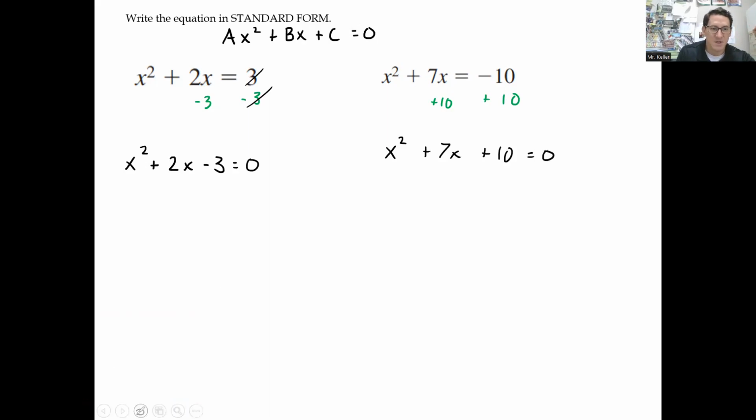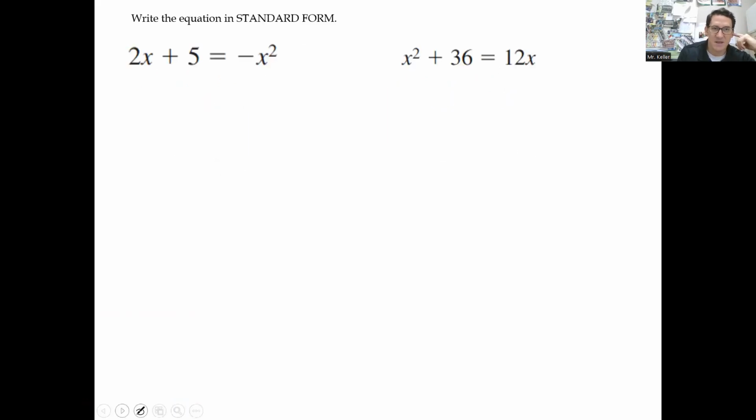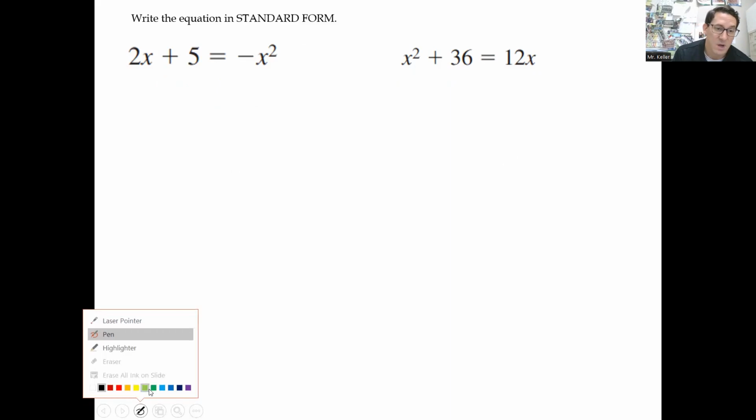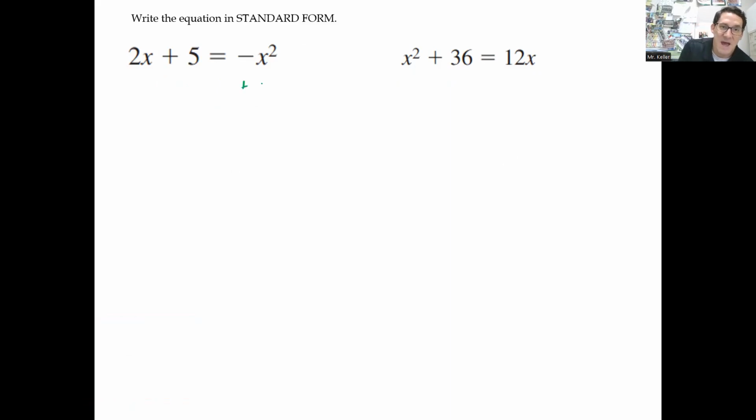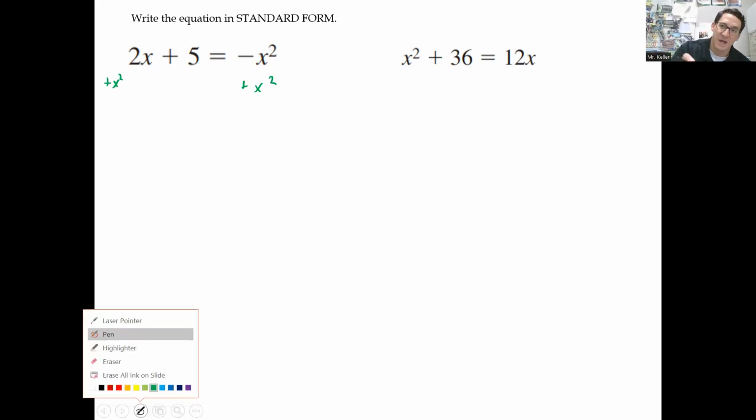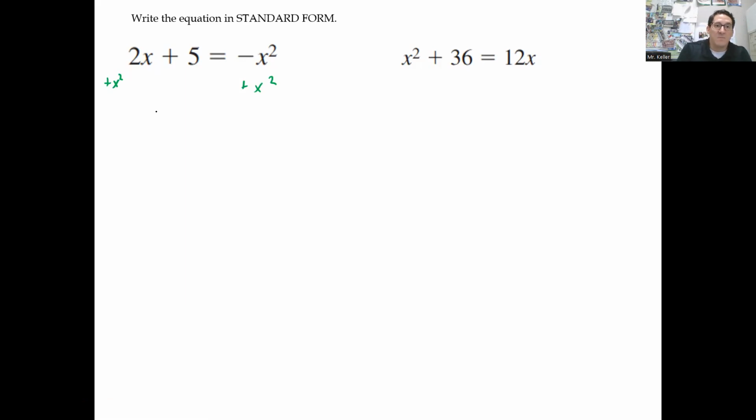That's it. Just making sure everything is on the same side of the equal sign. Here, we just want to make sure that it is in the correct order. So what I'm going to do here on this one is add x squared to both sides. I'm going to add it because I want the x squared first. Standard form, it goes x squared, x, no x. Make sure it is in the correct order. So this one's going to be x squared plus 2x plus 5 is equal to 0.